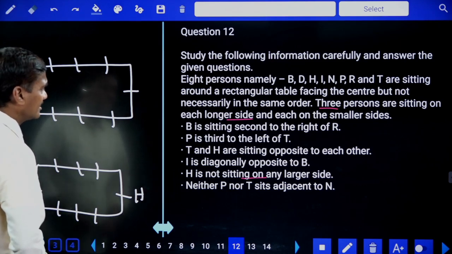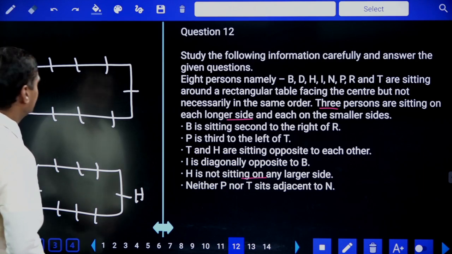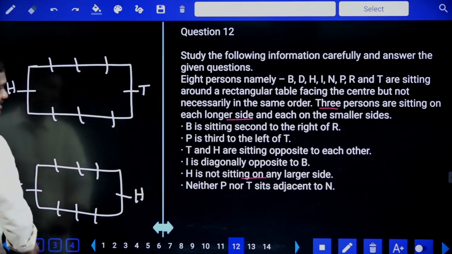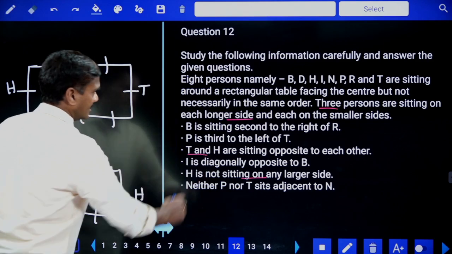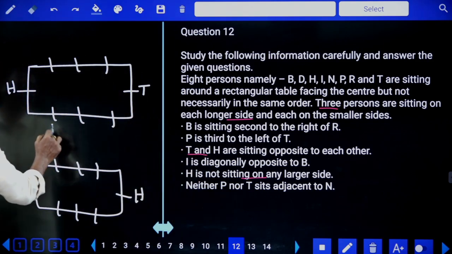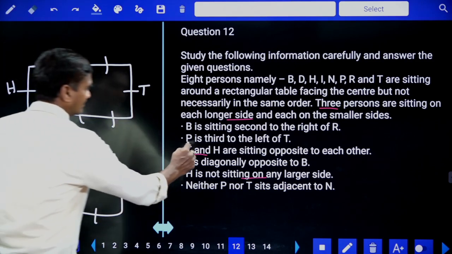I is diagonal opposite to B, and B is sitting second to the left of R. T and H are sitting opposite to each other, that means T is here. Now T is here, T and H are sitting opposite to each other. And next one, P is third to the left of T. T is here, 1 2 3, P is here. P is third to the left of T.